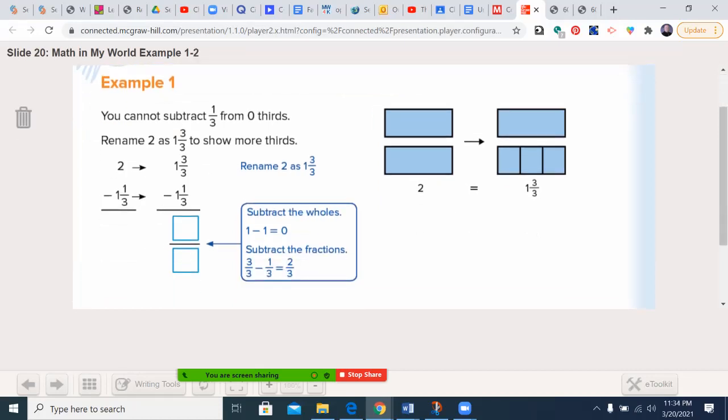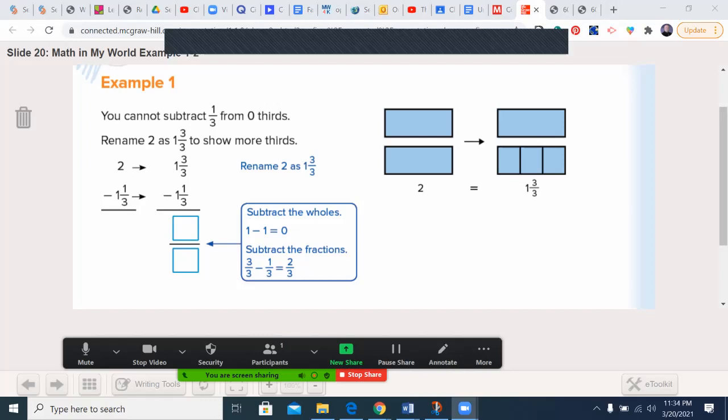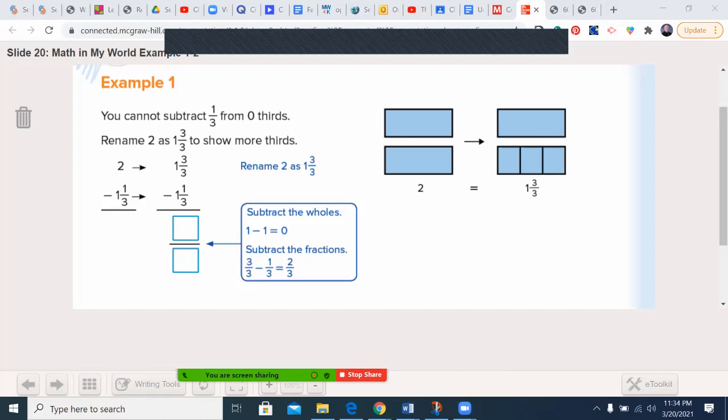I cannot subtract 1 from 0/3, so I'm going to rename. And you can see what they did here is we kept the 1, but we took one of them and put it into thirds. So now we have 1 3/3. So that's how it looks visually, minus 1 1/3.